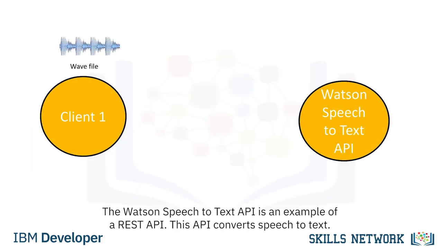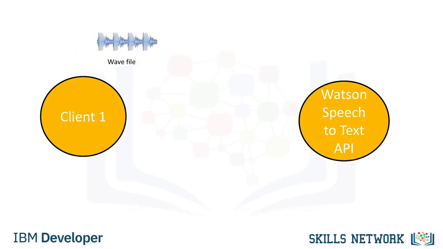The Watson Speech-to-Text API is an example of a REST API. This API converts speech to text. In the API call, you send a copy of the audio file to the API. This process is called a POST request. The API then sends the text transcription of what the individual is saying. The API is making a GET request.